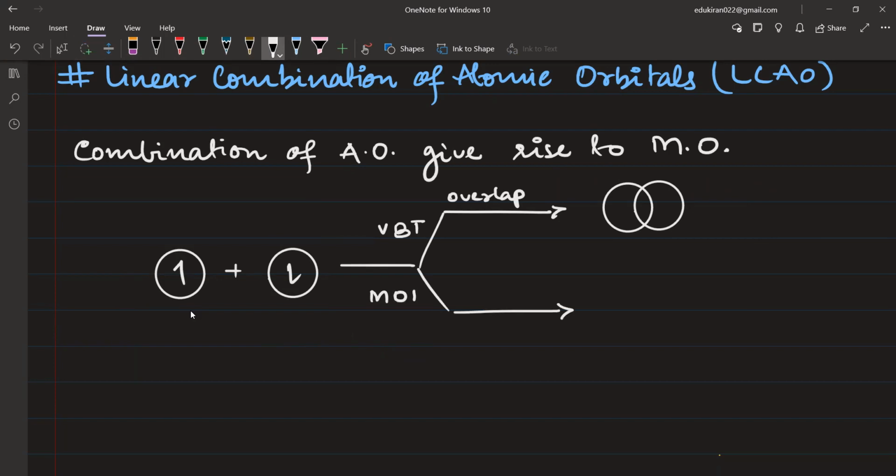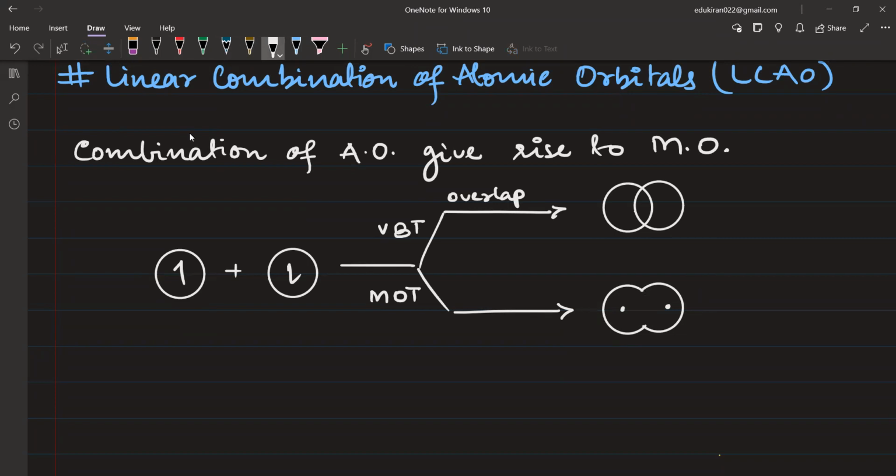According to MOT, when both of these overlap with each other, they form a new kind of orbital. This new orbital will be very different from the previous one. The new orbital will look something like this. Here is the nucleus of one of the atoms, here is the nucleus of another atom, and both of these are mixing with each other.